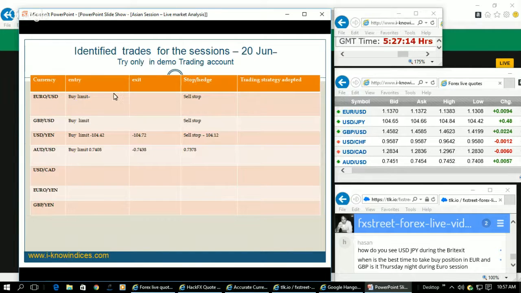So I'm not recommending a trade in the case of Euro and GBP at the moment because we have to see what new high they are showing and then try to take the sell position during the European session. But you can take a buy near the low in the case of USDJPY, or you can take a buy near the initial high 0.7444 in the case of Australian dollar.